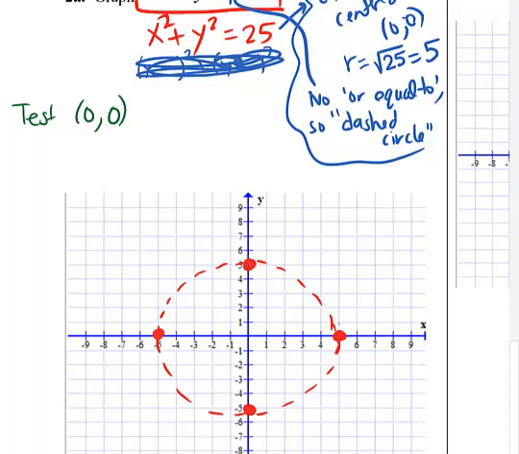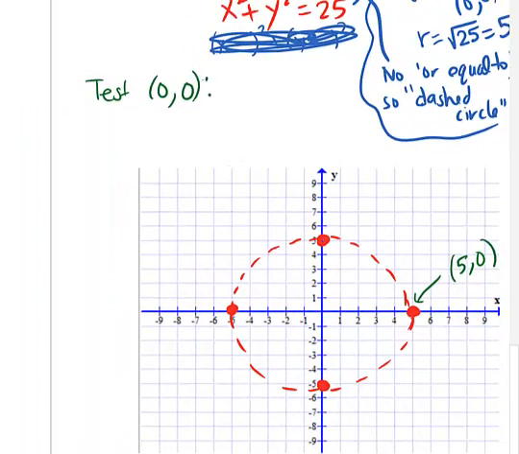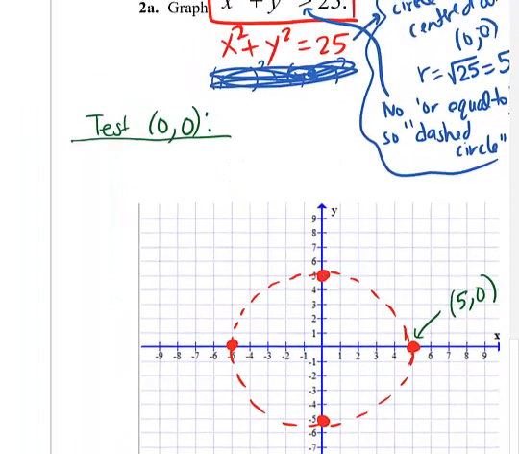You know, I can't pick, for example, 5, 0 because that's on my circle. I want to pick something either inside or outside of it, not on it. But every time 0, 0 is a candidate, I definitely do that. So I test it in the original inequality, not when I change it to an equal sign, but when it was a less than or a greater than before. So I'm going to put 0, 0 in there.